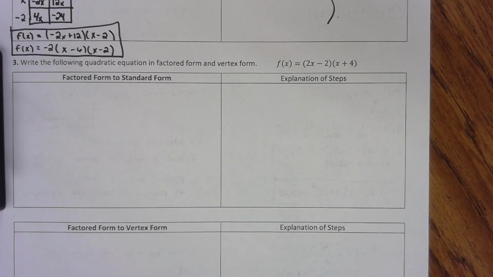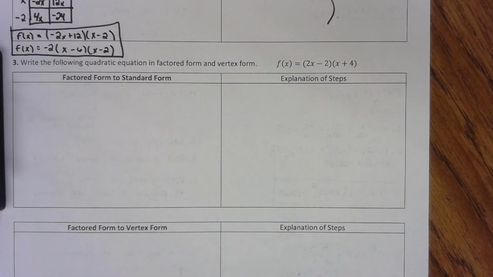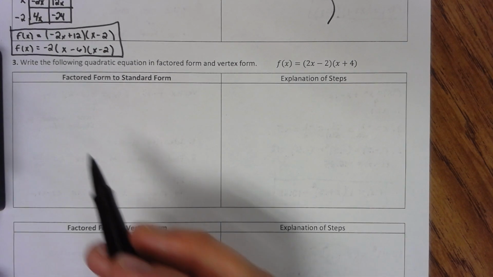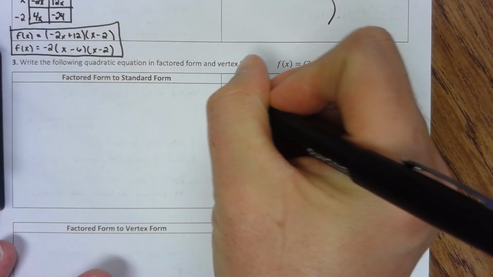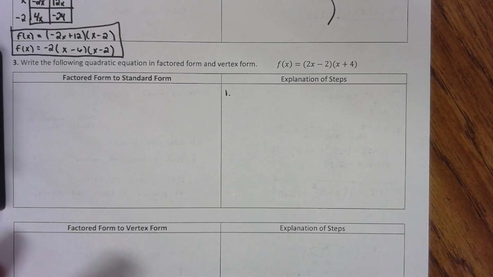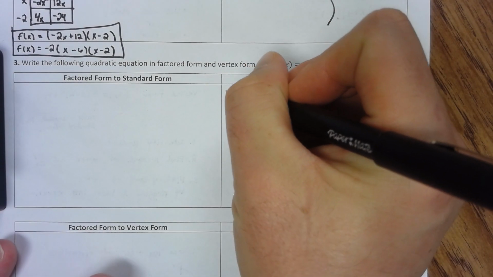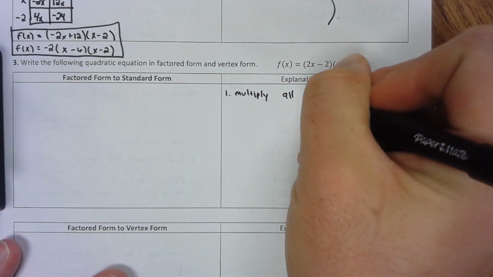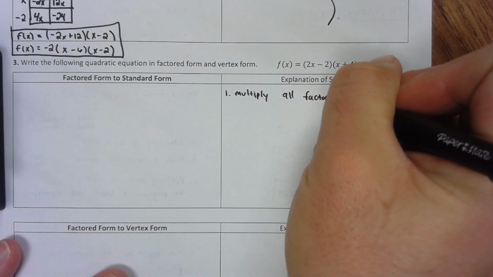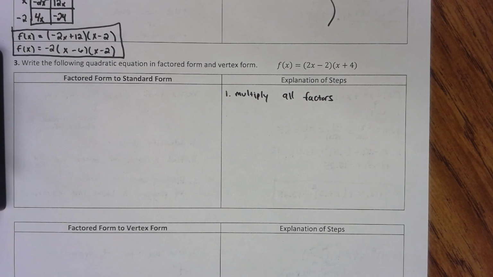So the last conversion is, if we start in factored form, can we get that in the other two forms? First, going from factored form to standard form, just multiply the terms. That's really all that we need to do there. I would hope that one feels a little more straightforward than some of the others. So we just need to multiply all the factors. And how you do that does not matter to me.